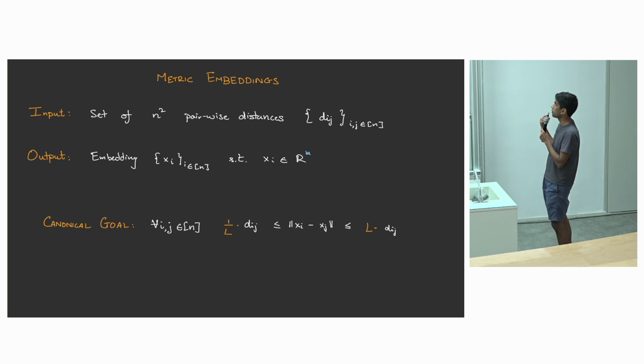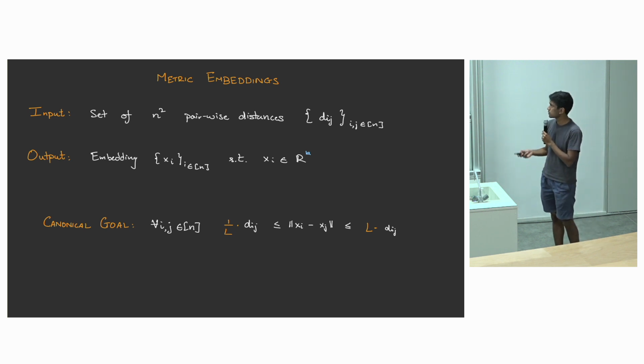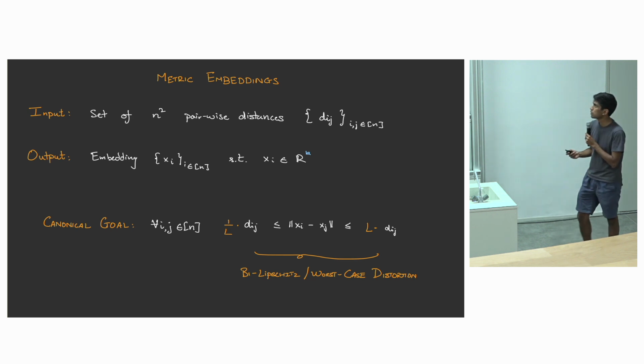And I want to embed these points in R^k as points x_1 through x_n, such that for every pair i and j, the distance is preserved in this sense: the ratio between the distance between x_i and x_j and the true distance d_ij is bounded by some number L. This is the canonical goal, which is usually considered, and this is often referred to as the bi-Lipschitz, or worst-case distortion.